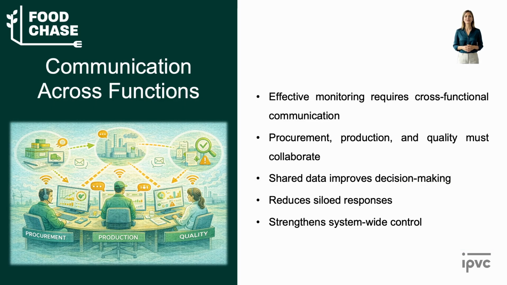Monitoring sourcing effectiveness is most effective when supported by strong communication across functions. Collaboration between procurement, production, and quality teams ensures shared understanding and coordinated responses, reducing siloed decision-making and improving control.